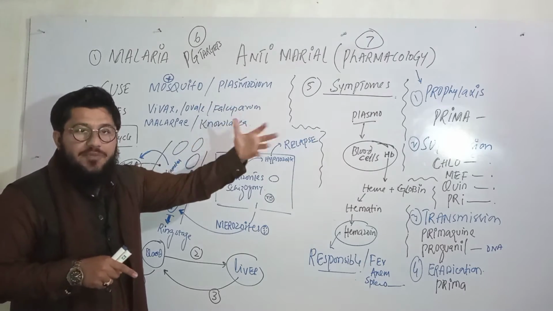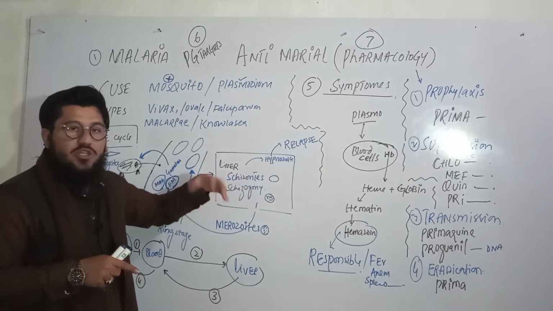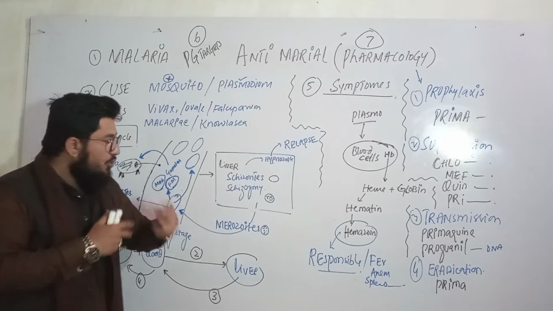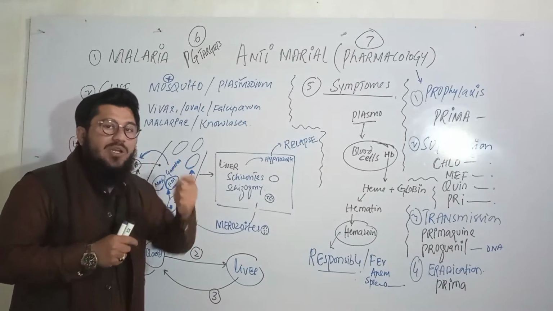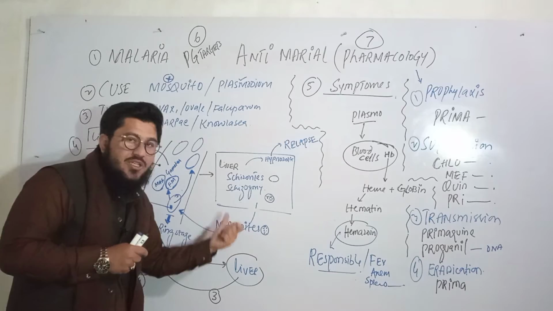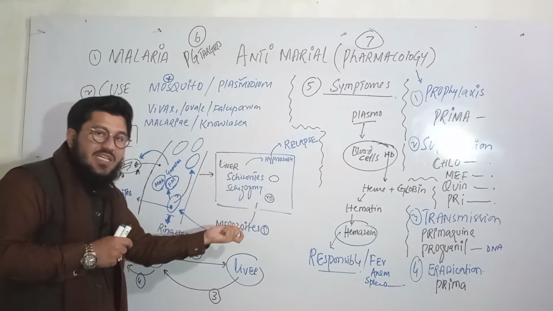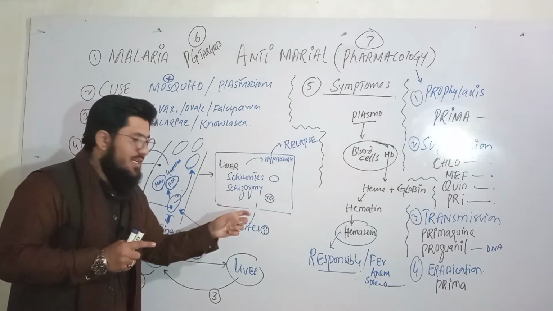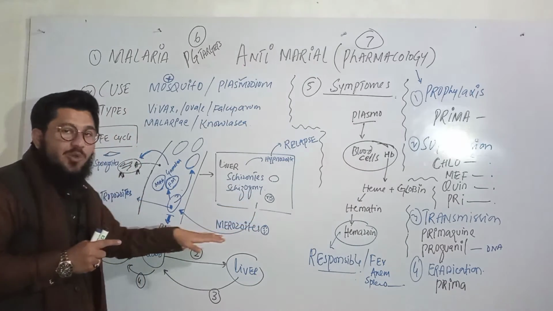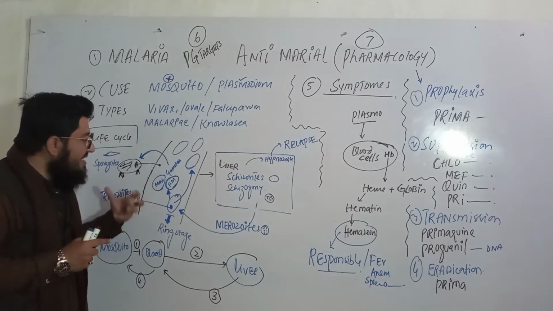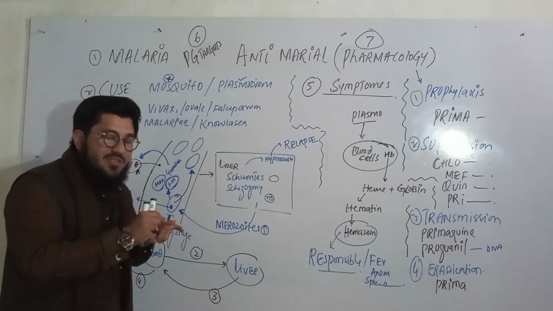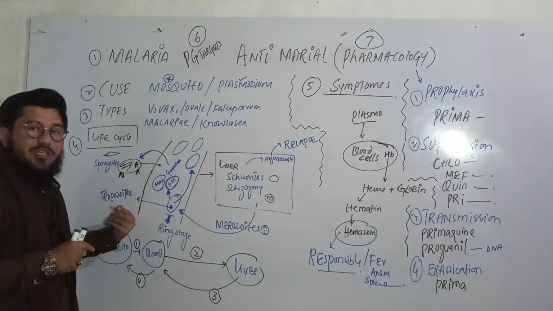Those hypnozoites are responsible to come back and synthesize schizonts after a long period of time. Then those schizonts will undergo the process of schizogony. Multiple nuclei will be synthesized, which are named merozoites. Then those merozoites will be released, and in the meanwhile, they will be destroying the liver cells. As they are released, they will get their way towards the blood, and inside the blood, they will find the RBCs and infect those RBCs. In that stage, they are named trophozoites.